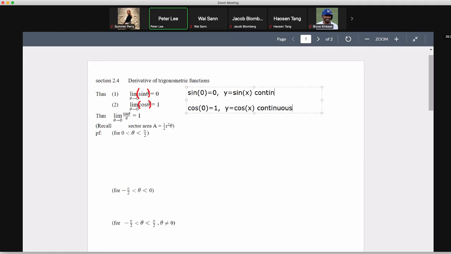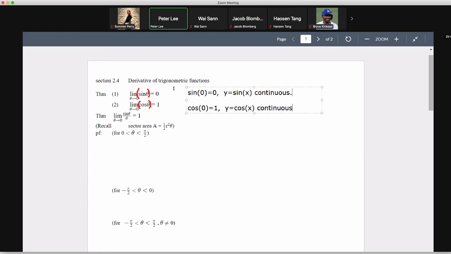I'll just write cont for continuous. So that's theorem part one, the very first theorem. Actually there's not much going on there. There's no mystery there.